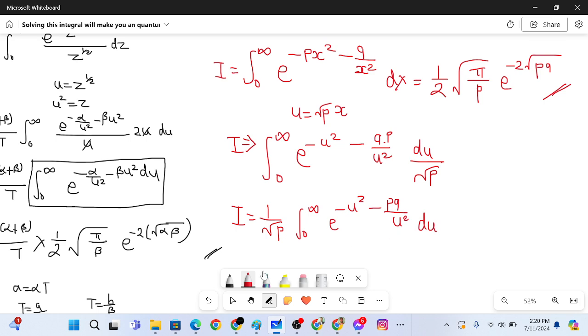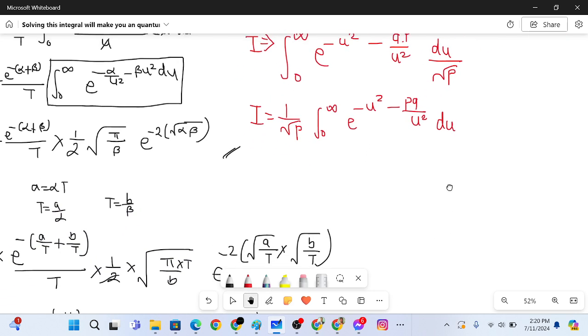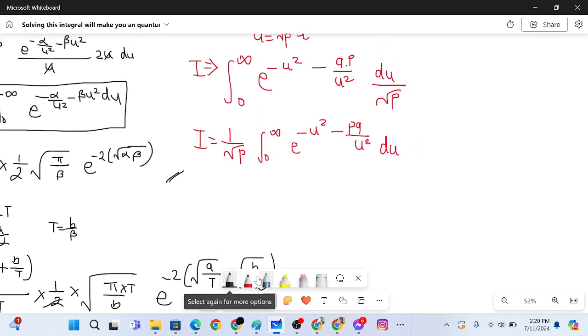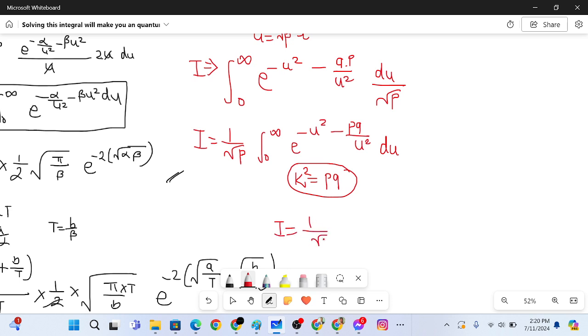Again, what I will do is I will let k square be equal to pq. That means let k be the geometric mean of p and q. I'm just doing this so that this variable reduces. So then we will have I is equal to 1 by root p, and the reason I'm doing k square, there's a reason for that. I could have just done k, but there's a reason for this: later on, while using Feynman's technique, the integral will simplify. You will see how.